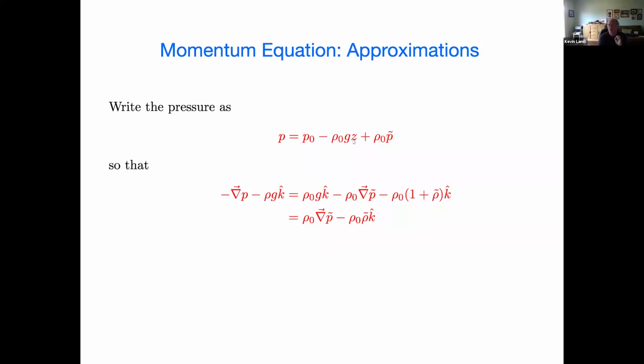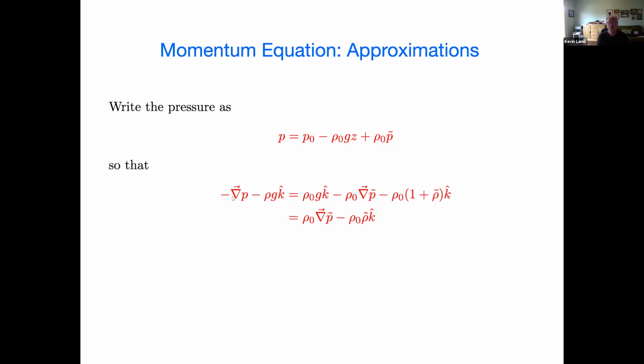And this is the pressure that's in hydrostatic balance with the reference density rho naught, and then plus a rho naught P tilde. So this P tilde then does not have dimensions of pressure anymore. But when I make this substitution, then the terms on the right-hand side of the momentum equation, I've got minus grad P minus rho g k hat, right?